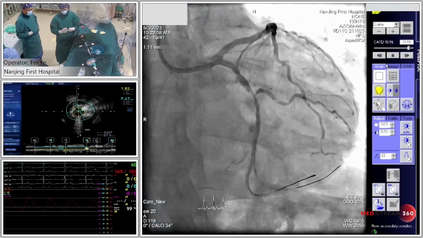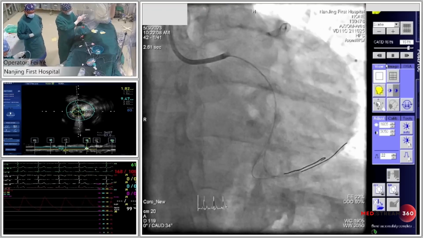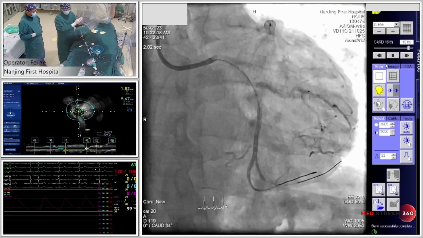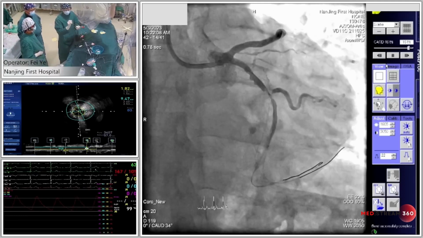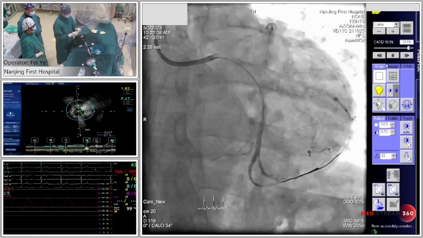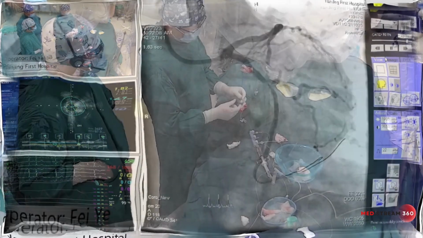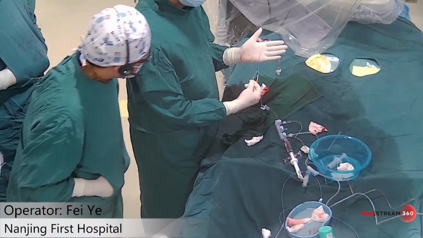We also use a double curve, just because the bifurcation side is very stenotic, so the length of the tip is very, very short. I will show you how to shape it with the transducer. Could you zoom in? Yeah. Zoom in.